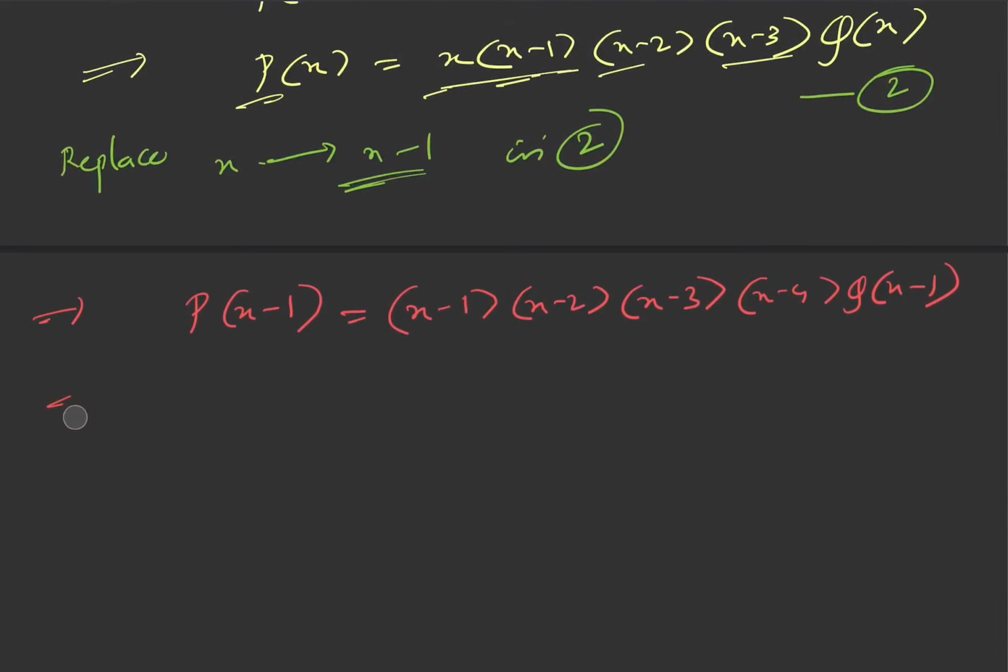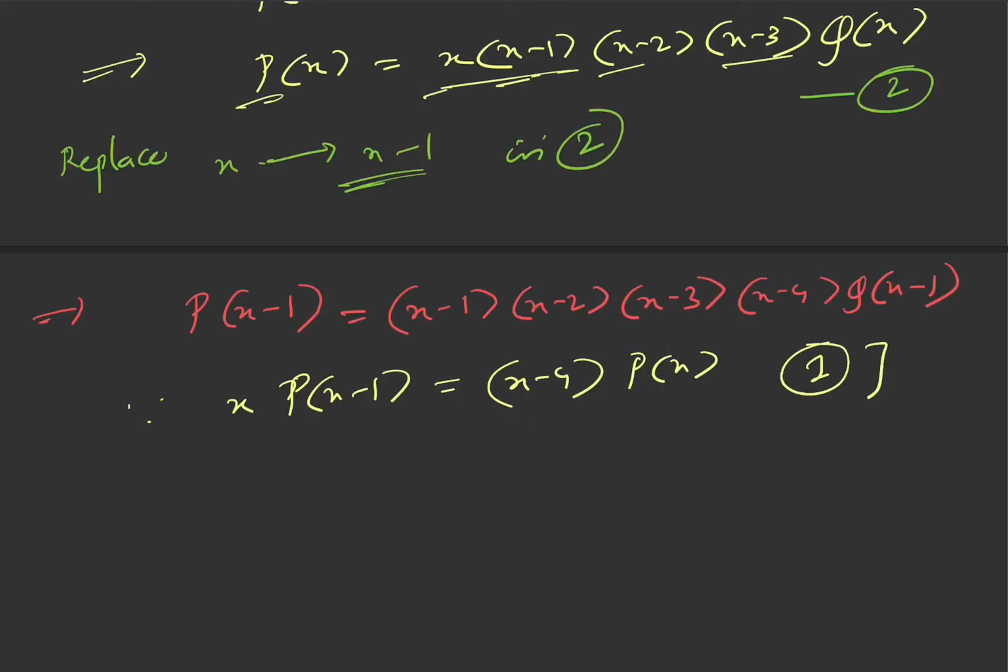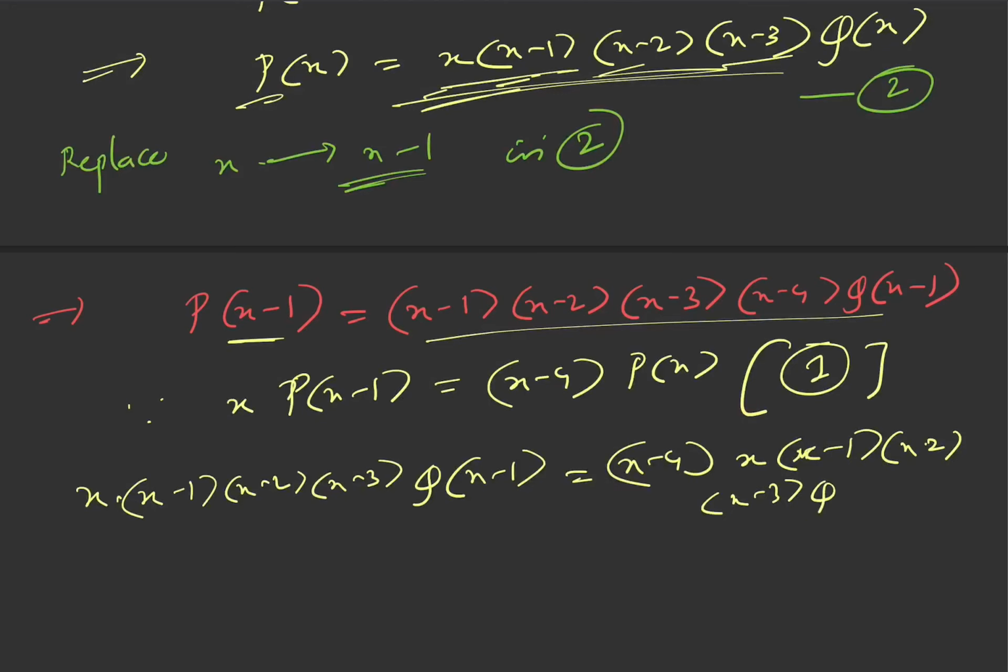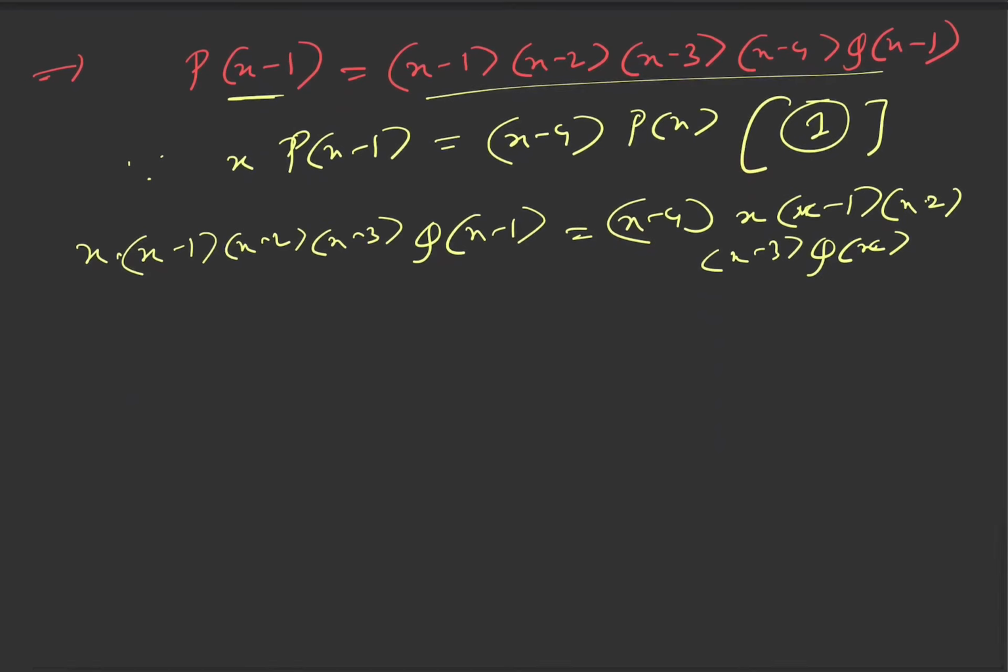So now you see, x into p of x minus 1 is equal to x minus 4 into p of x. This was the given equation, equation 1. So for x into p of x minus 1, I am putting this value: x minus 1, x minus 2, x minus 3 into q of x minus 1. This is equal to x minus 4 into p of x, and I am putting this value: x minus 1, x minus 2, x minus 3 into q of x.